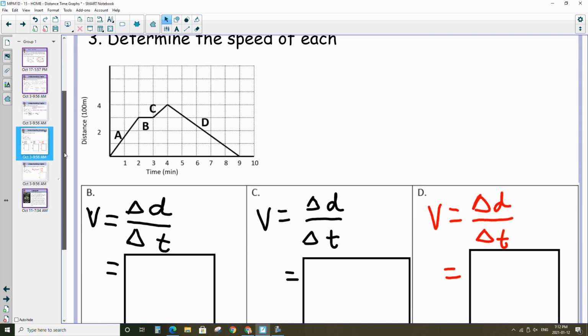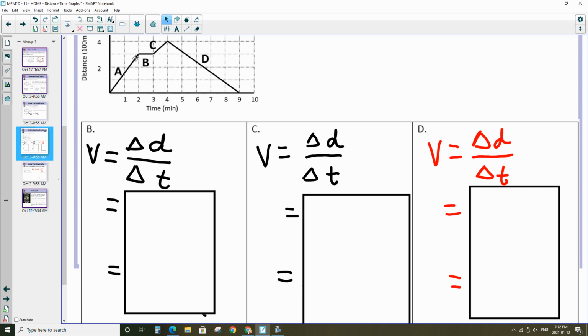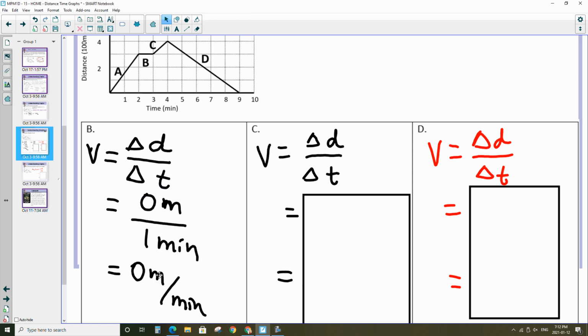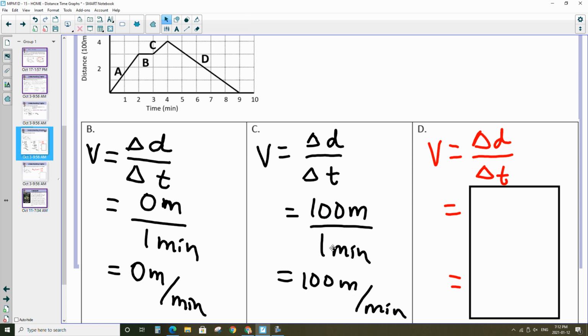Let's take a look at the speed of the other three sections. So section B, similar kind of idea. So distance, the change in distance, that's the vertical change, there isn't any. So that's going to be 0. And over what time period? Over 1 minute. So 0 over 1, which is 0 meters per minute. That's when he was standing still. Section C went from 300 meters to 400 meters. So the change in that is 100 meters. And over what time period? Well, over 1 minute, going from the 3rd minute to the 4th minute. So over 1 minute. So that's 100 meters per minute.